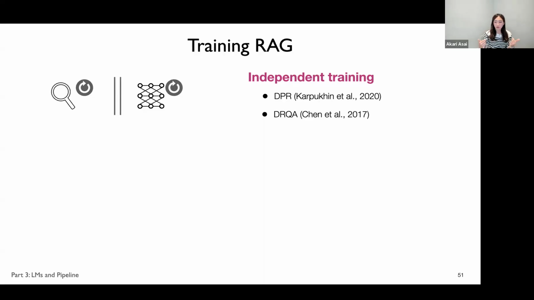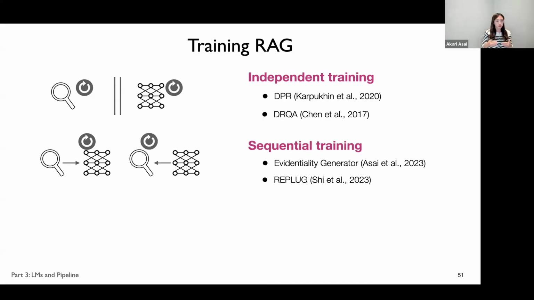And many papers found that even if we take the best retrieval system, those best retrieval systems are not always giving the best end-to-end retrieval-augmented generation performance. So to ensure the best performance, or to improve the interaction between retrieval and language models, some papers also explored sequential training. The core idea is that they first train one component and then use this component to improve the training of the other component.